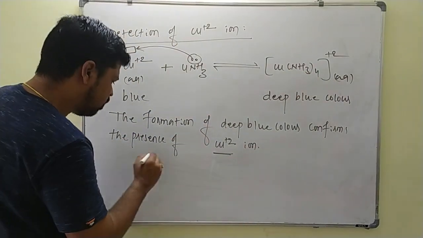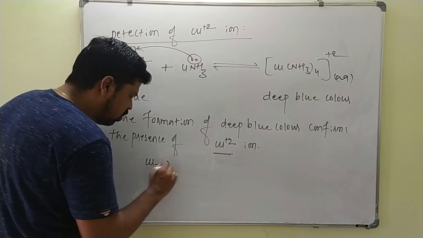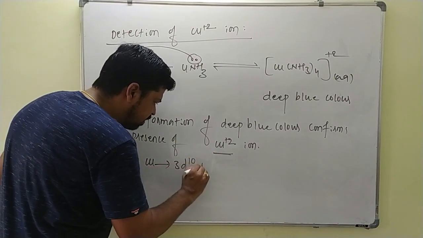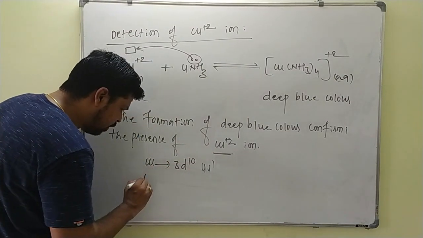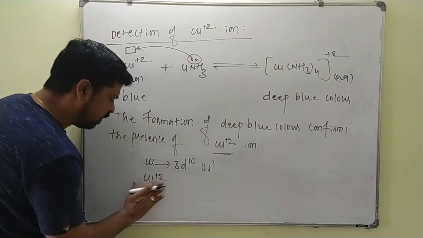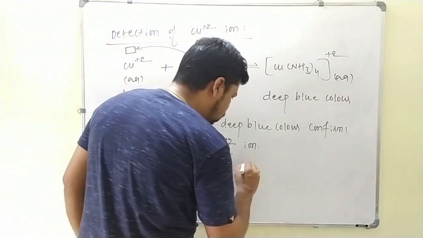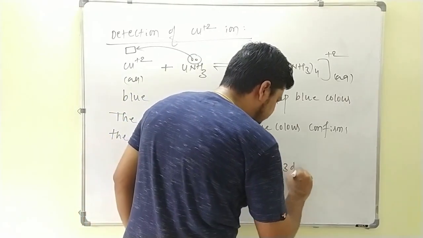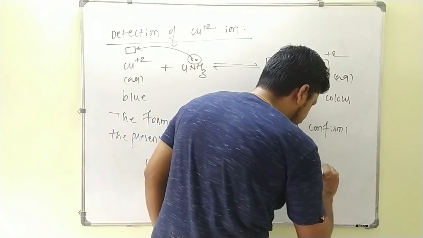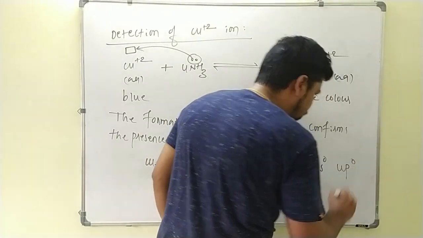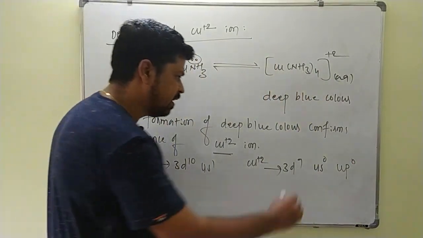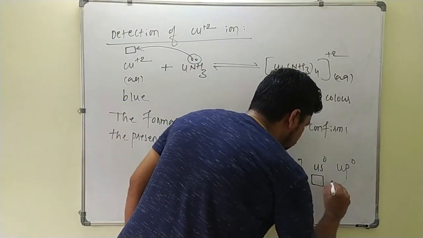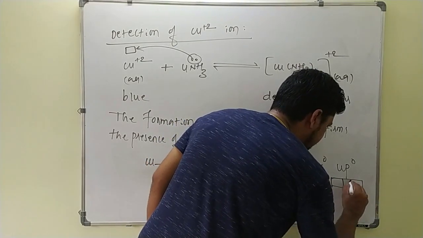Now we will see what the electronic configuration of copper is. Copper is 3d10 4s1. In the plus 2 oxidation state, copper plus 2 is 3d9 and 4s0, and the 4p orbitals are also vacant here. Now see here, 4 vacant orbitals are present.